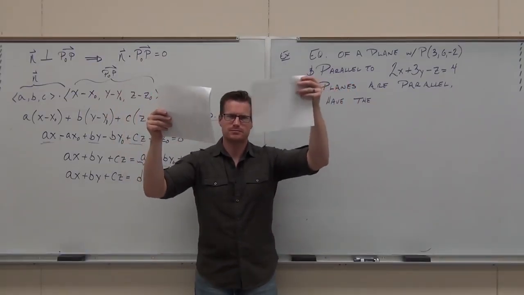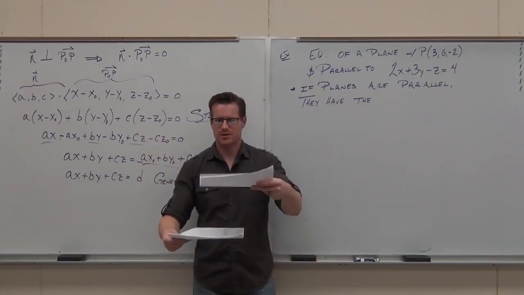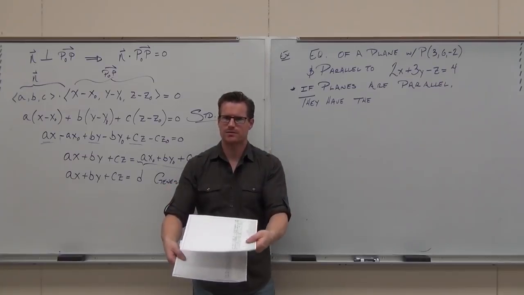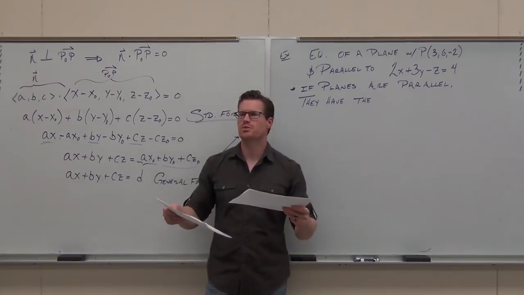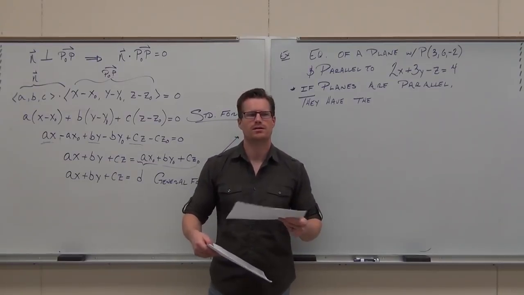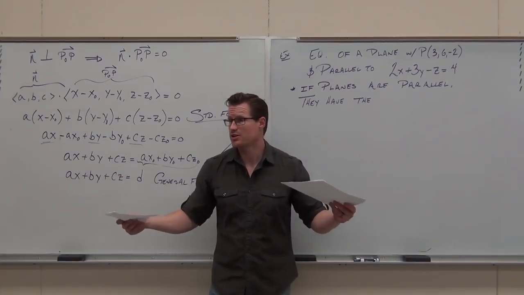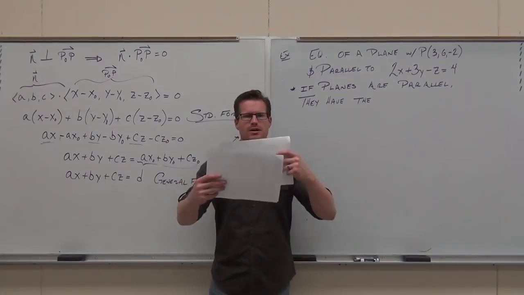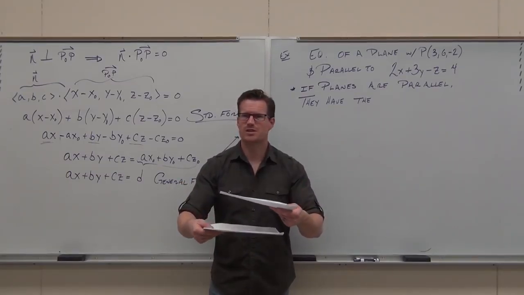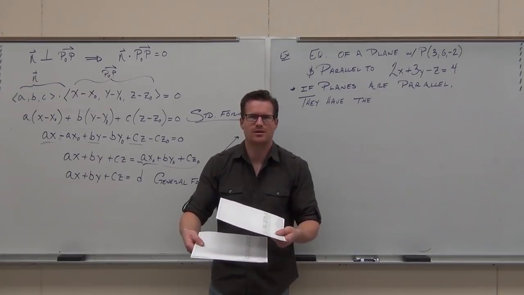It's a plane. If these planes are parallel, tell me something about their normal vectors. Tell me something about 2 lines that are parallel. Same slope. Or in 3D, same direction vector, scalar multiples. So if these 2 planes are parallel to each other, can their normal vectors be anything else but the same vector?